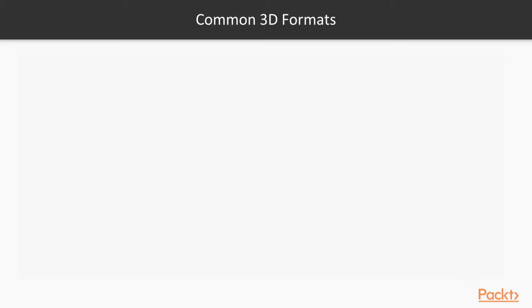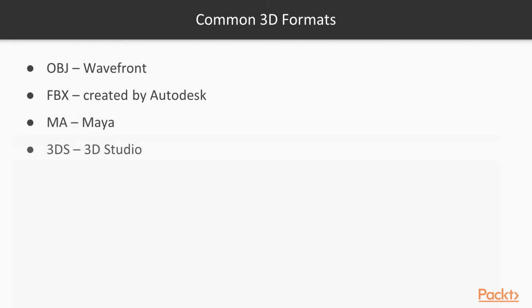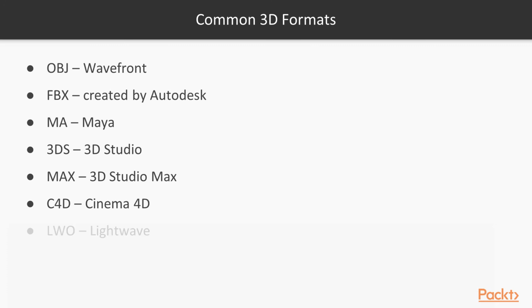When you're sourcing your assets, you'll come across lots of different file formats. The most common are OBJ, FBX, Maya, 3DS, 3ds Max, Cinema 4D, Lightwave and Softimage. You can use OBJ and FBX directly with Three.js. The others are going to take some more work.